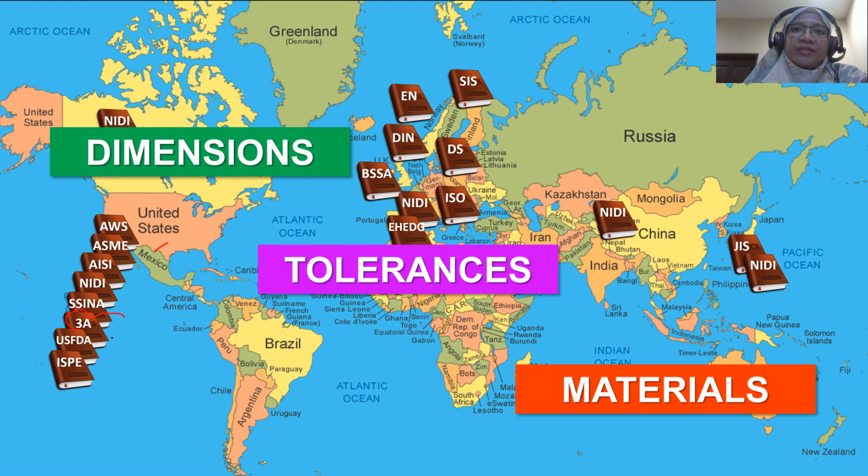So this one, 3A Sanitary Standard and EHEDG, is an example of codes with objective on sanitary design, hygienic design. By having this hygienic design, it can assist the fabricator to design the equipment or piping and at the same time ensure that the design can meet the hygienic requirements.